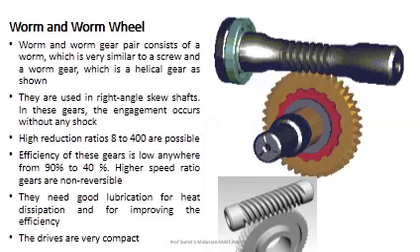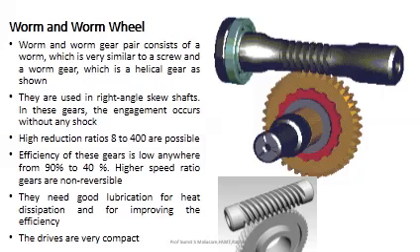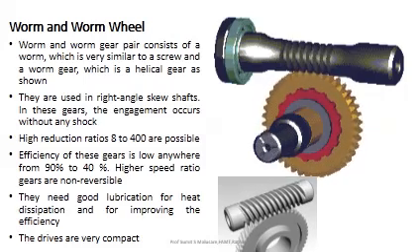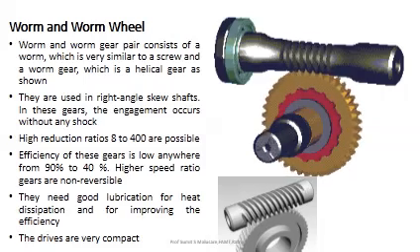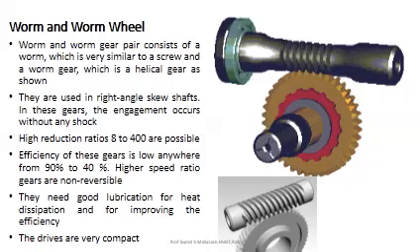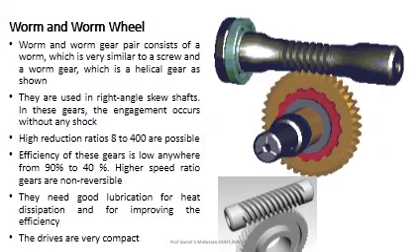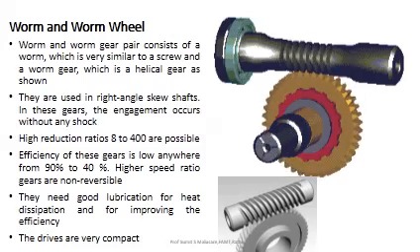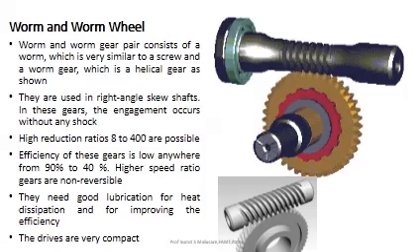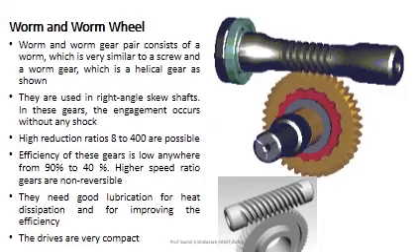First of all, what is a worm? The worm is nothing but the input shaft, a threaded shaft, and the output is nothing but the gear, basically a helical gear. So we can transmit power from this shaft to this gear by means of a worm and worm wheel. The advantage is that it has a higher reduction ratio per stage, up to 400 is possible with a single stage. But the disadvantage is that its efficiency drops down to as low as 40% if you go for the higher reduction side.